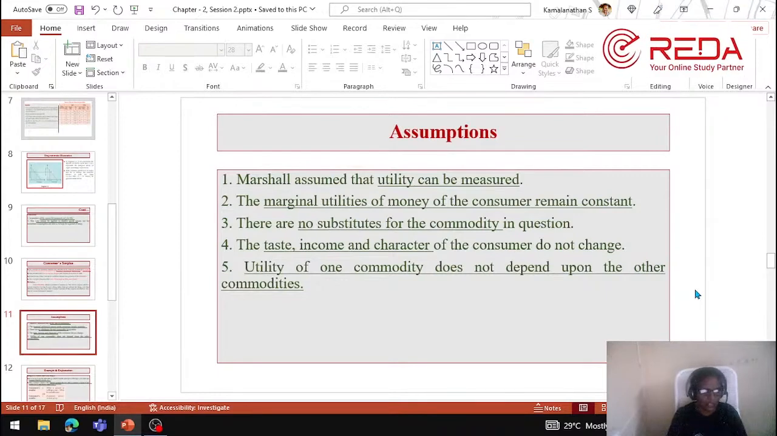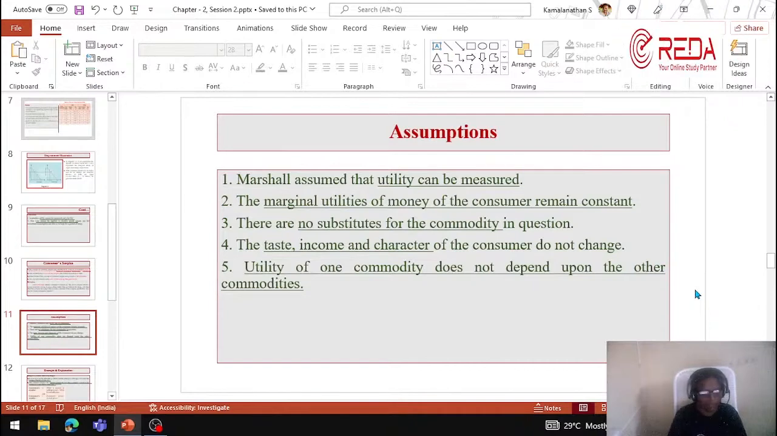Okay, then next you come to the fifth assumption. Utility of one commodity does not depend upon the other commodities. Yes, the utility of one commodity does not depend on the other commodity. So the satisfaction level of the one commodity does not depend. Maybe this may be applicable for some consumers, it may not be for others.